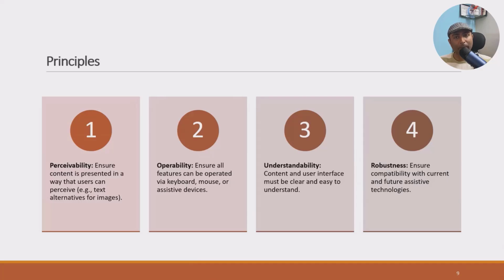Understandability: the content and user interface must be clear and easy to understand. There is no complexity involved when we are using any product. Robustness is ensuring compatibility with current and future assistive technologies. So these 4 principles are present inside accessibility testing.